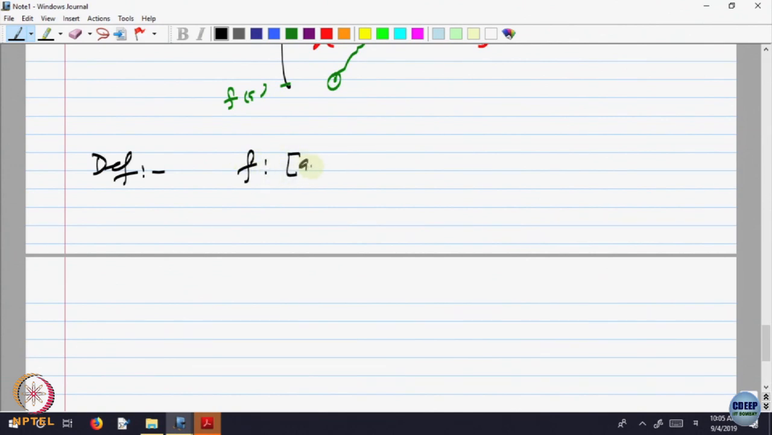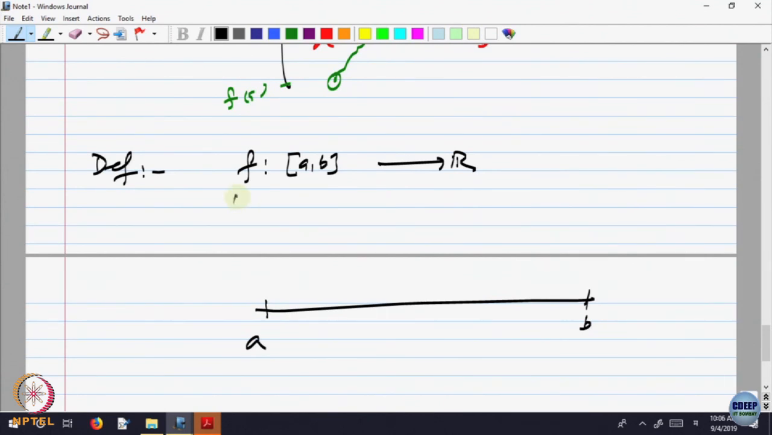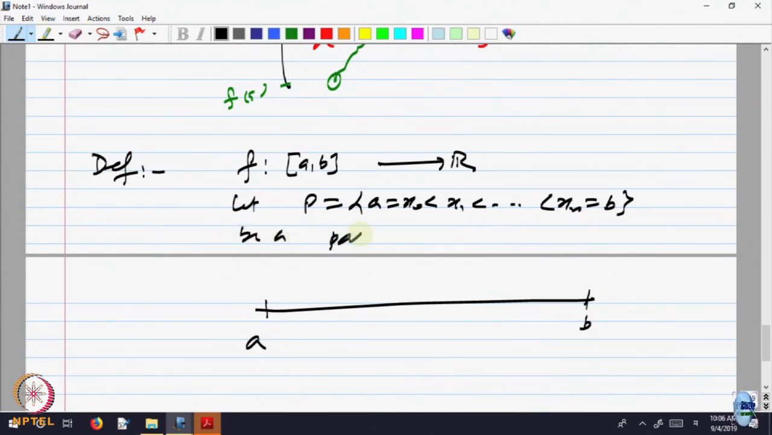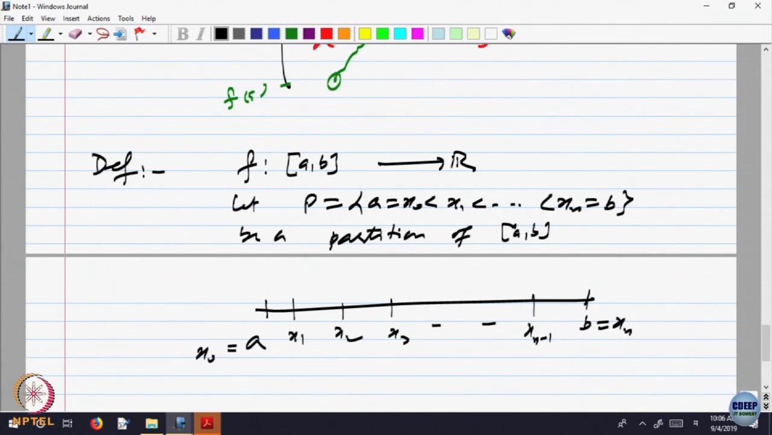So, f is a function defined on an interval a b to R. So, this is the interval a b. Let us look at what is called a partition of the interval a b. So, let P be a partition: a equal to x 0 less than x 1 less than ... less than x n equal to b. So, there are a finite number of points in the interval a b. Such a finite set of points is called a partition of a b. You are cutting up the interval into parts. Here a is equal to x 0, x 1, x 2, x 3 and x n minus 1 and x n. So, this is a partition.